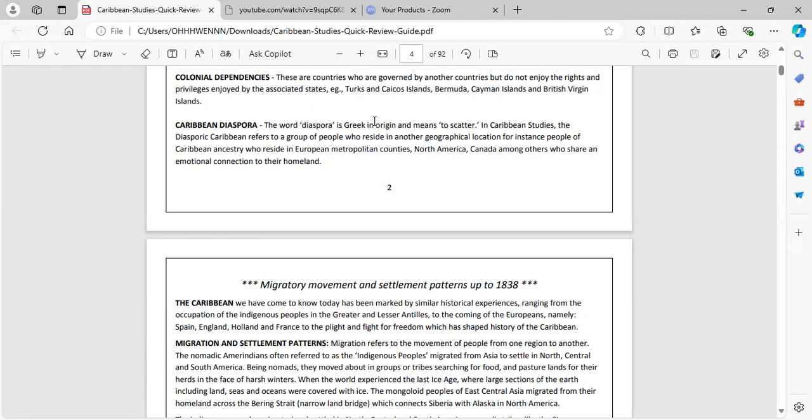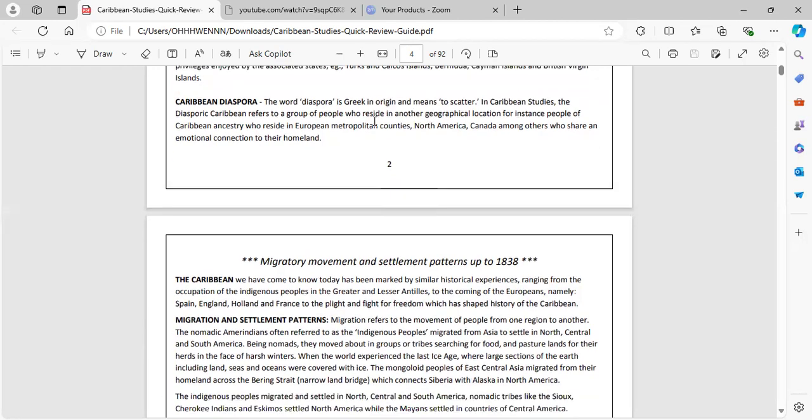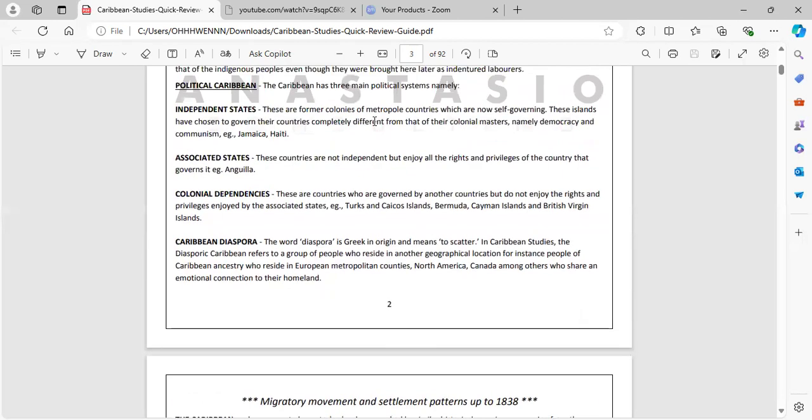So yeah, people who reside in another geographical location, for instance, people of Caribbean ancestry who reside in European metropole countries, North America, Canada, and among others, who have a shared emotional connection to their homeland. So I didn't even read the definition, but remember a couple of things.